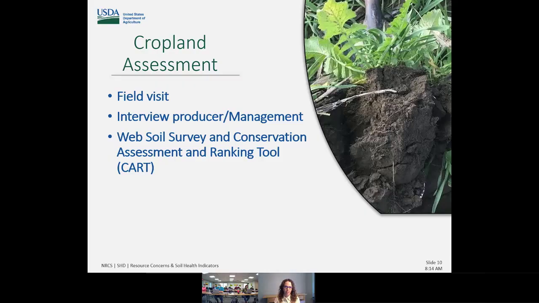The Web Soil Survey is another great resource that has a lot of information about the inherent soil properties that can really give insight on vulnerabilities and the specific resource concerns. And then the Conservation Assessment and Ranking Tool, CART, is how we can integrate some of this information and come to some conclusions in the planning process. So we'll talk a little bit more about that.